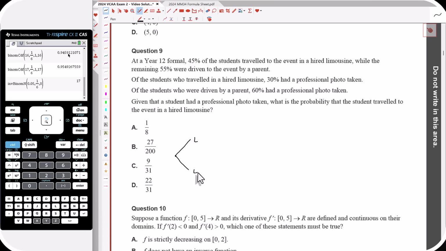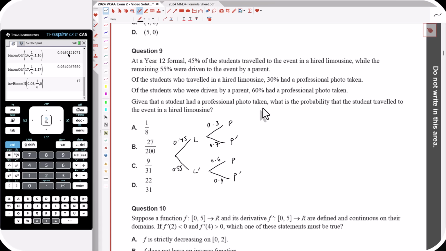The students either travelled in a limousine or didn't travel in a limousine. They either had a photo taken or didn't have a professional photo taken. We've got all the probabilities we need. This is 0.45, 0.55, 30% of those in the limousine had a professional photo, and 60% of those driven by their parents had their professional photo. Okay, so given that a student had a professional photo taken, so that's the condition.